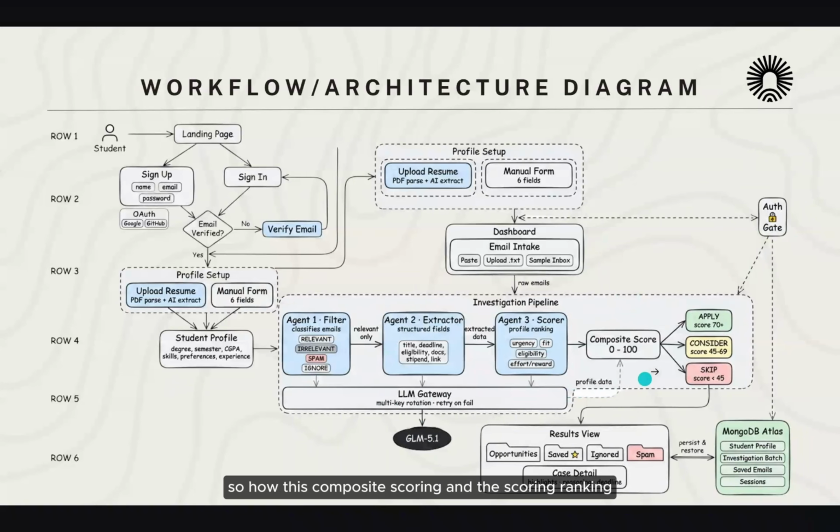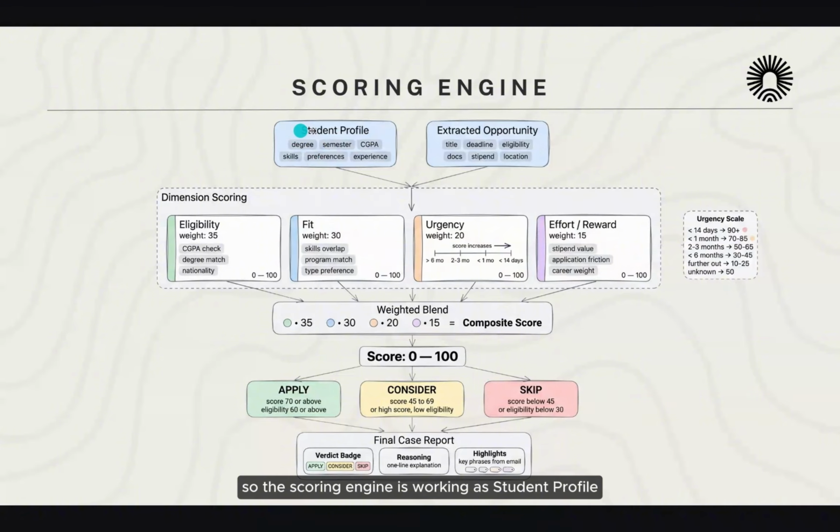database. So how does the composite scoring and ranking, the main feature, work? The scoring engine takes the student profile, which contains degree, semester, CGPA, skills, preferences, and experience, and the opportunities extracted by agent 2: title, deadline, eligibility, stipend, etc. These are passed to the LLM, which gives four assessments. First is eligibility, weighted at 35%, which checks the CGPA, degree match, nationality, and other requirements. It scores 0 to 100. After that, we check the fit, weighted at 30%, which covers skill overlap, program match, type preferences, etc., also scored from 0 to 100.